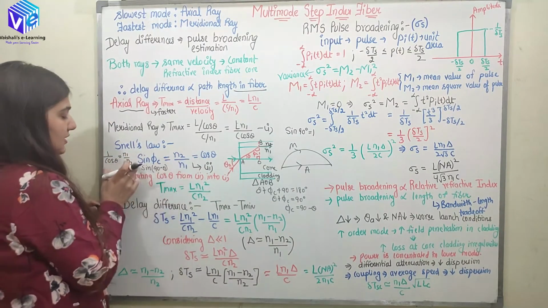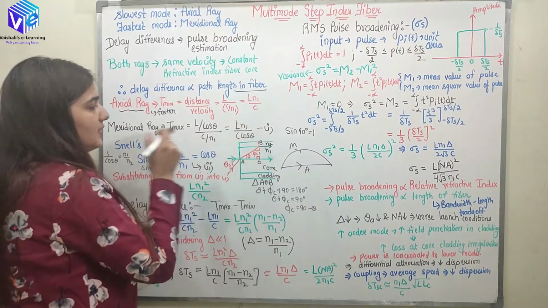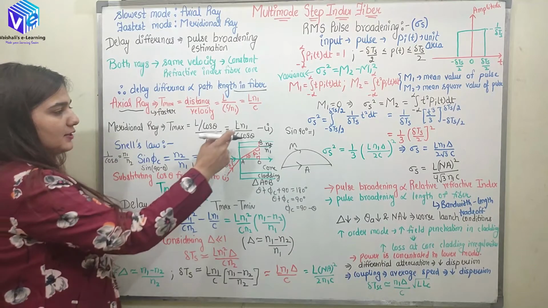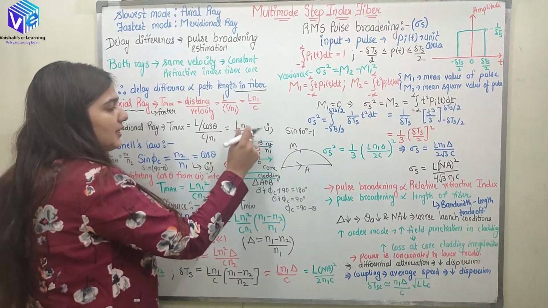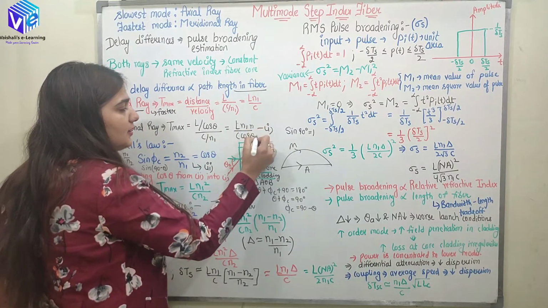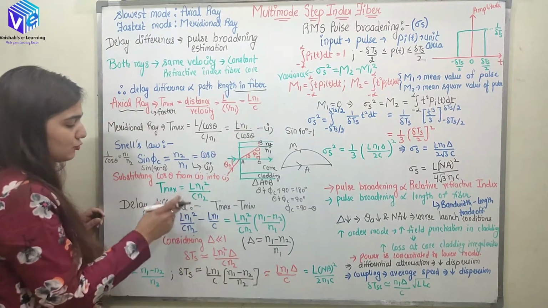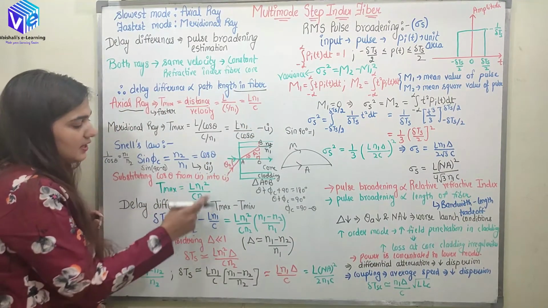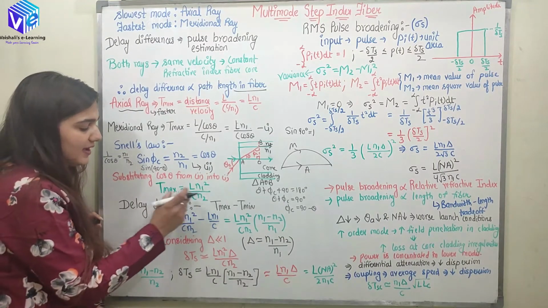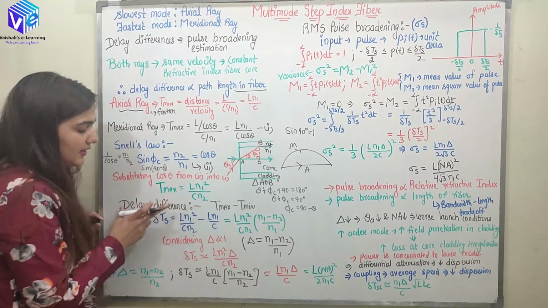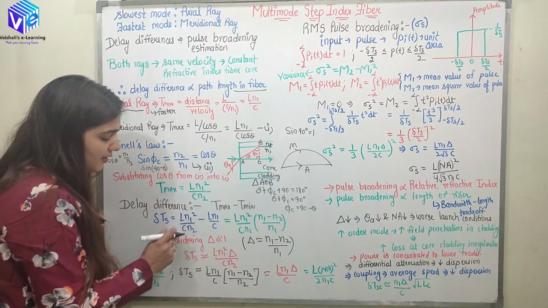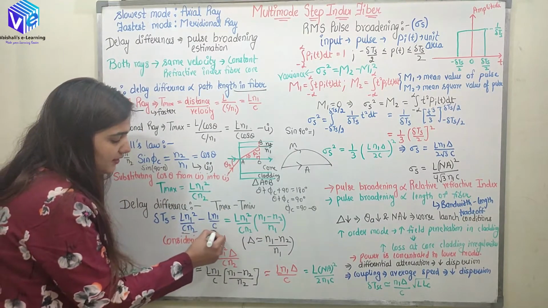So let's put this equation over here. When I put 1 upon cos theta to be n1 upon n2, in the numerator I am multiplying with n1, in the denominator I am multiplying with n2. So here T max would be L n1 square upon C n2, right? So this is how I can modify this T max. Now the delay difference would be maximum time minus minimum time. So L n1 square upon C n2 minus L n1 upon C.